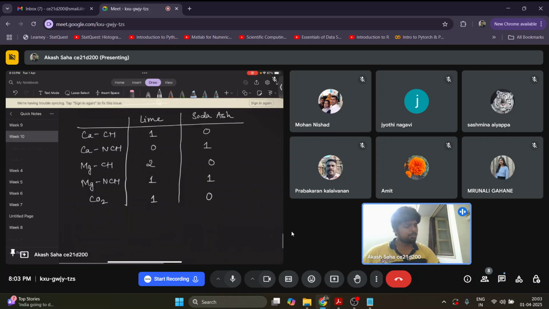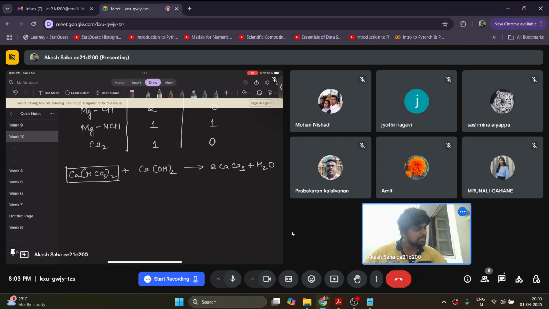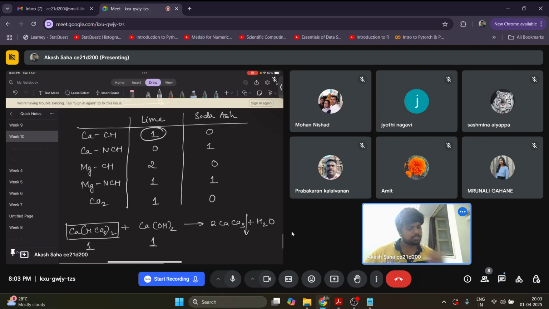How it is coming, I will show you. Suppose calcium carbonate hardness means calcium bicarbonate. If I add Ca(OH)2 to it, which is nothing but the hydrated form of lime, I will get 2CaCO3 plus 2H2O. We can see this calcium carbonate hardness is getting precipitated as calcium carbonate. So for 1 mole of calcium carbonate hardness, we need 1 mole of lime. That's what is mentioned here.